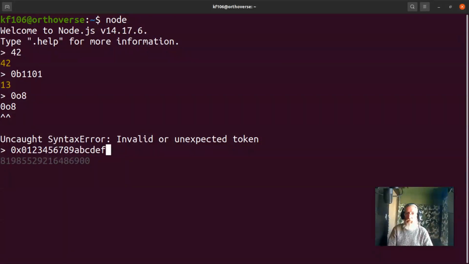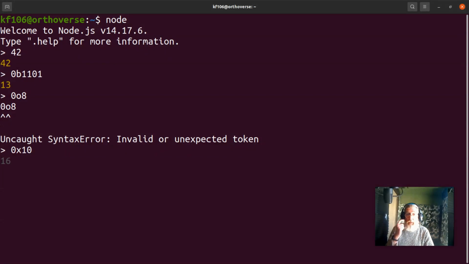So if you had 16 fingers, you would be kind of going 1, 2, 3, 4, 5, 6, 7, 8, 9, A, B, C, D, E, and F. And then the final one would bump you up to 10, which in decimal would be 16.